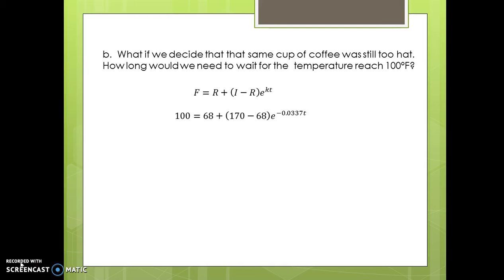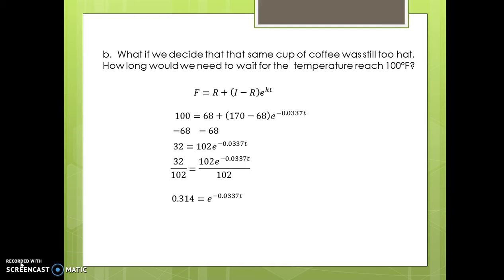Alright, now I'm going to solve this the same way. So the first thing I'm going to do is subtract 68 from both sides, and I'm going to combine what is in those parentheses. So 100 minus 68 gives me 32, and then 170 minus 68 is 102. Next, I need to get rid of that 102, so I'm going to divide both sides by 102. It's going to make the 102 on the right side cancel out, and it's going to leave me with 0.314 is equal to e to the negative 0.0337 t power.